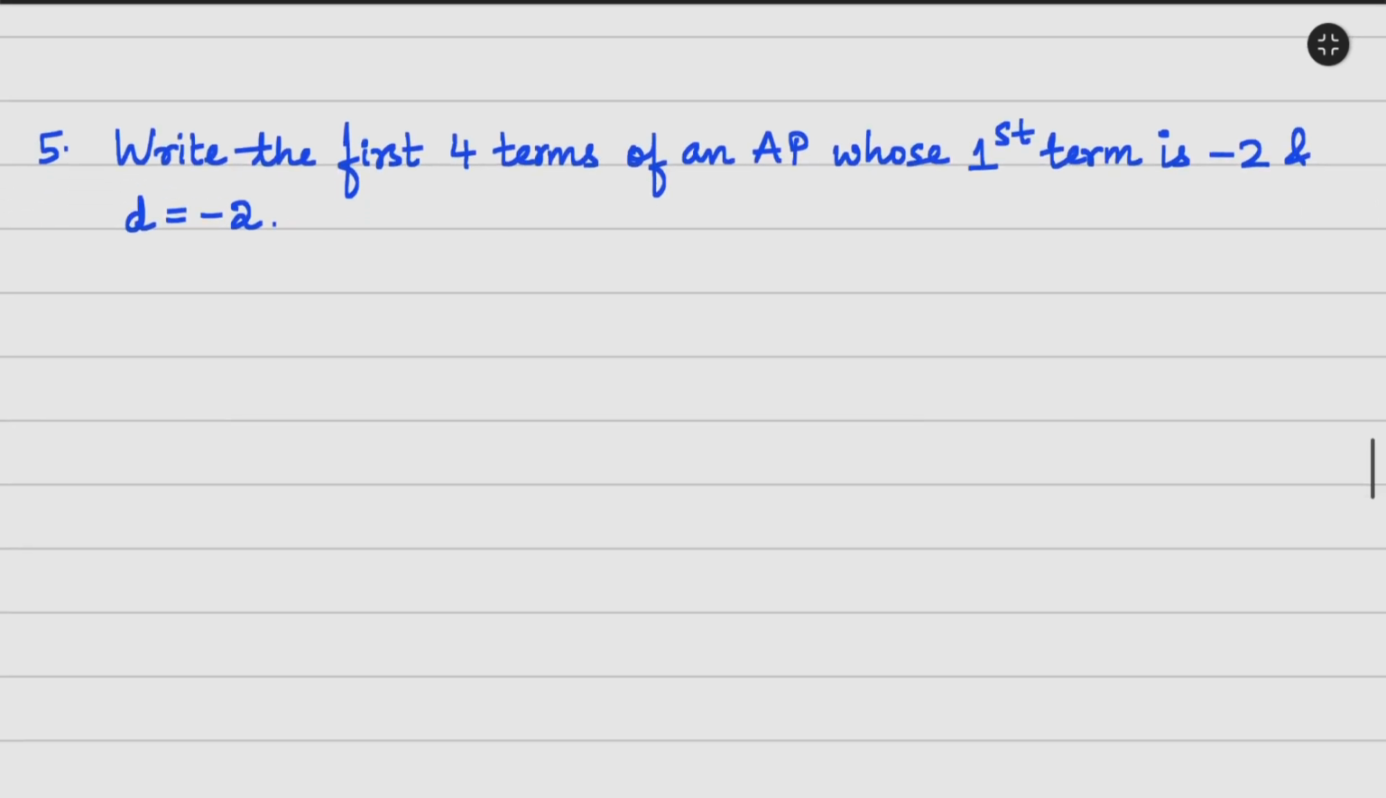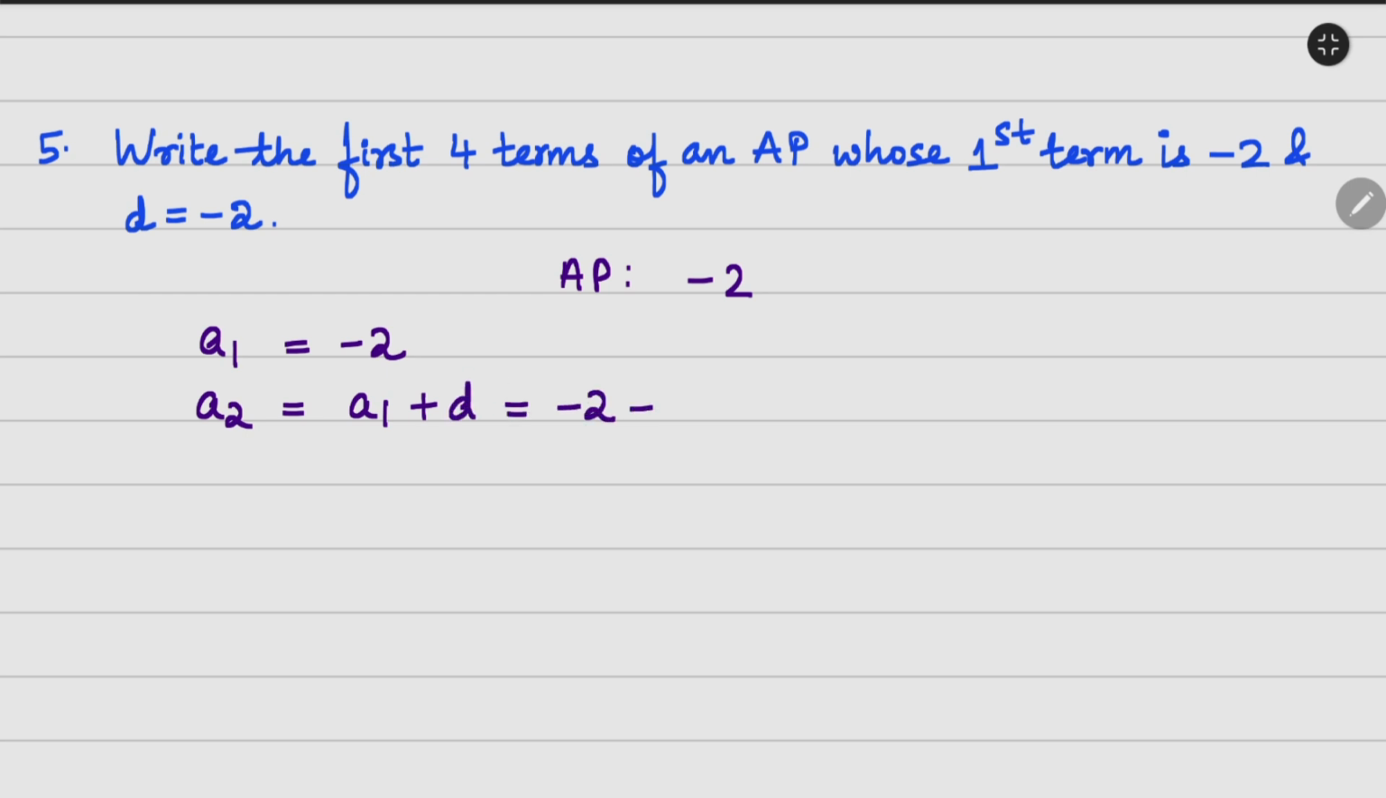Write the first 4 terms of an AP whose first term is minus 2 and the common difference is minus 2. So your A1 is nothing but minus 2. It's given. What is your A2? A2 will be A1 plus D. A1 is minus 2 plus D is nothing but again minus 2. So which is minus 2 minus 2, which is minus 4. This is your second term.